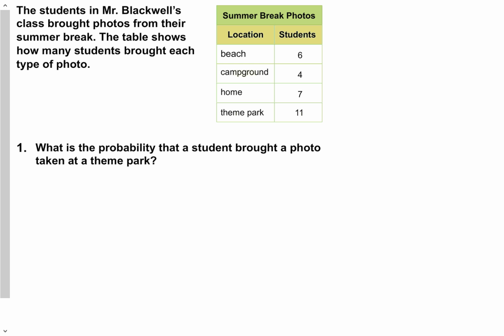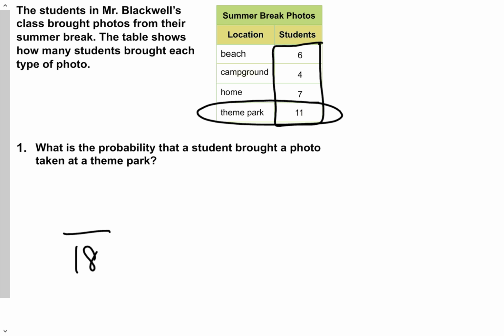Okay, so now what we're going to do is make a probability, which is a fraction, which is basically what we want over how many outcomes there are. So here we have this many students, so our denominator is going to be the sum of all our students. So 6 plus 4 plus 7 plus 11 is 28. And the number of theme parks is 11. So the probability of having someone come in with a theme park photo is 11 over 28.